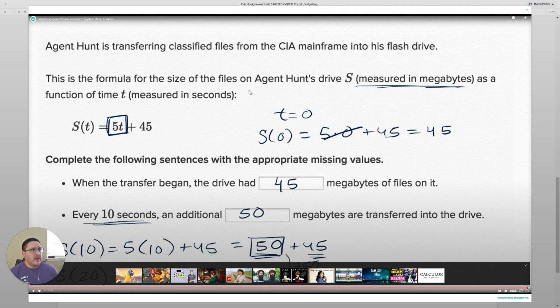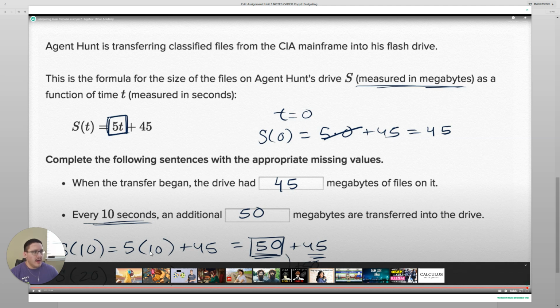So again, for this second part, every 10 seconds, so time is measured in seconds, we have an equation that represents the size of the files as a function of time. So the size of the files in megabytes is equal to 5 times the amount of seconds plus 45. So in the second part, 10 seconds gets plugged into t because t is measured in seconds. So this is 5 megabits per second is basically what that's saying. So 5 times 10 after 10 seconds, that's 50 megabits per second.